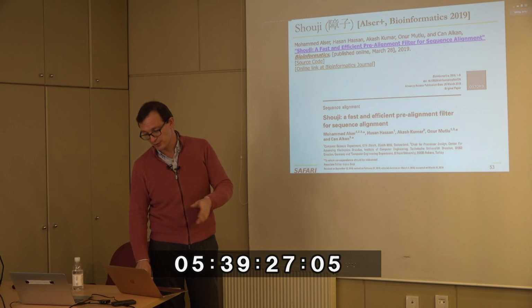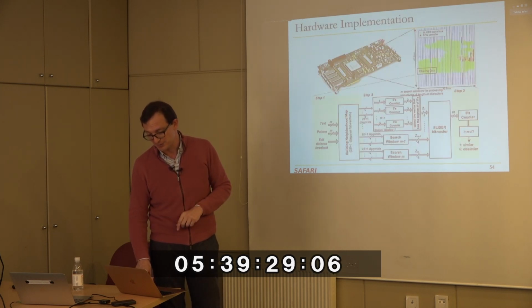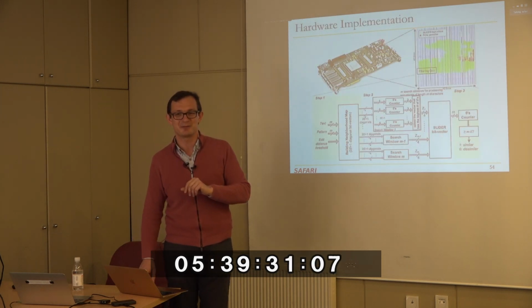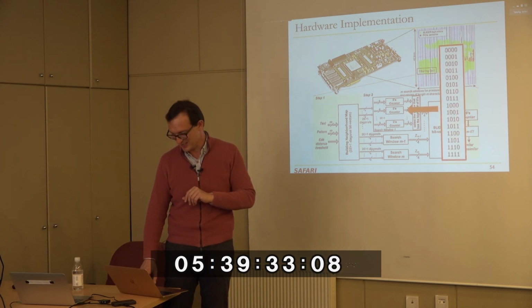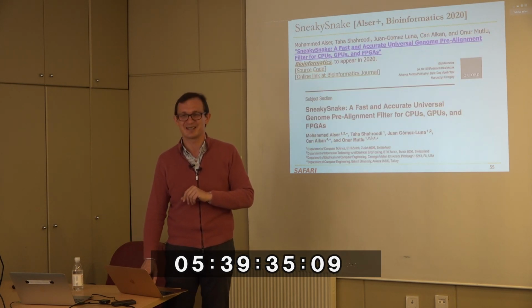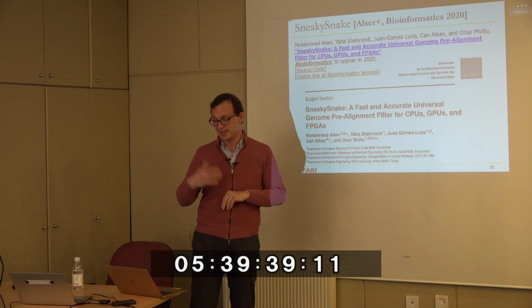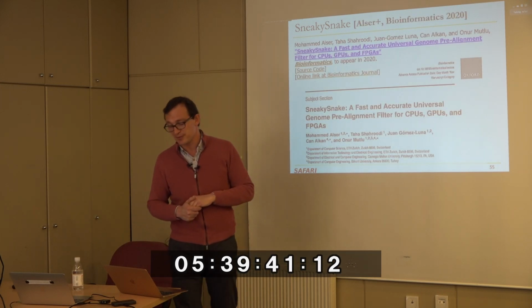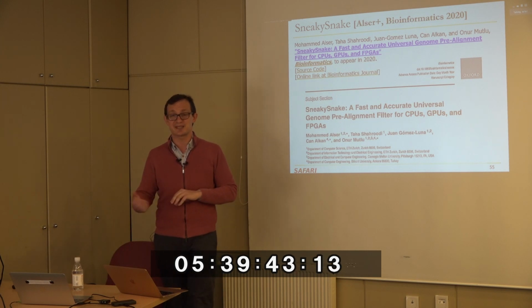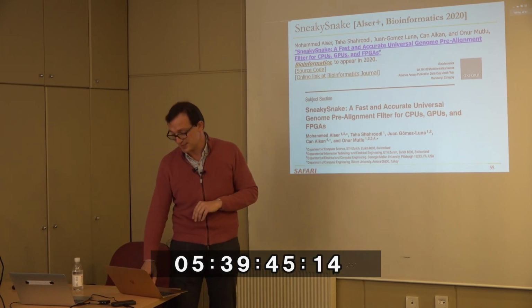So I don't want to go into this detail. I want to go into the next one in a little bit more detail, but Mohammed is going to talk about this, right? Mohammed, Shuji. So I'll let you think when he talks. But I will mention Sneaky Snake a little bit because this is an example of algorithmic changes that you can find from different domains that can enable much faster analysis.